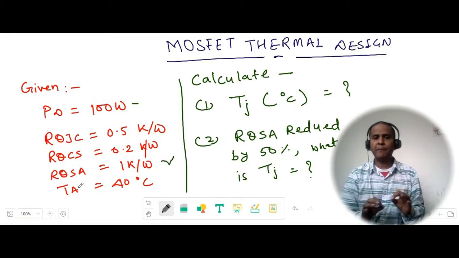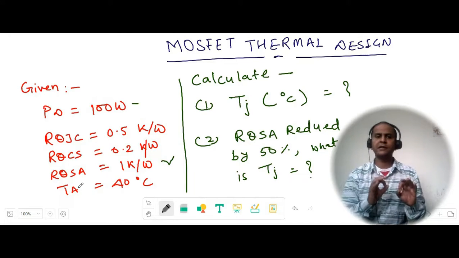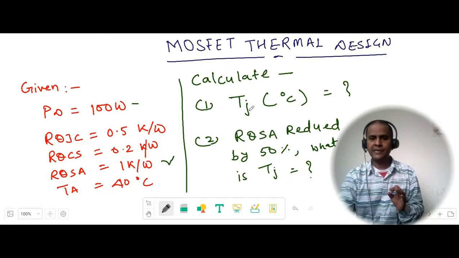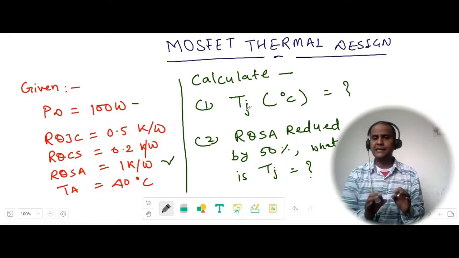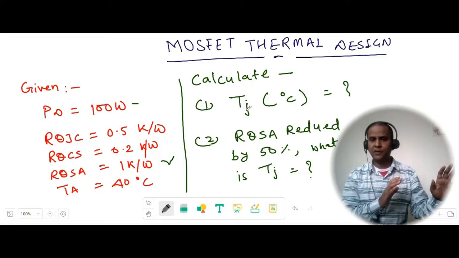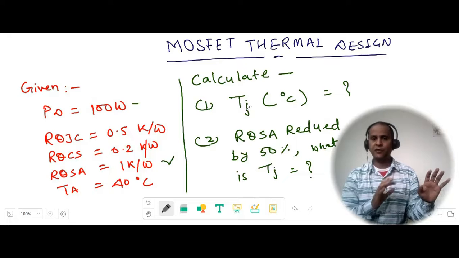Okay, so your R theta SA value is 1 Kelvin per watt, and your ambient temperature is 40 degrees centigrade. Let us say you want to operate your MOSFET at 40 degrees centigrade. So TA is 40 degrees centigrade. Now what you need to find out is TJ. What is TJ? TJ is the junction temperature of your MOSFET, how much temperature is being raised in your MOSFET junction.